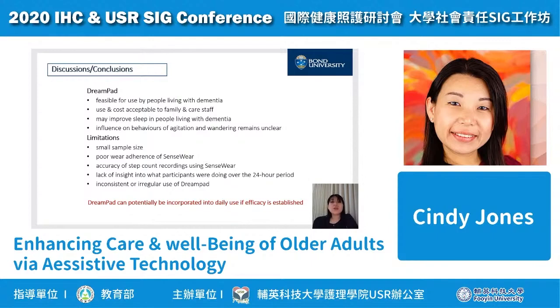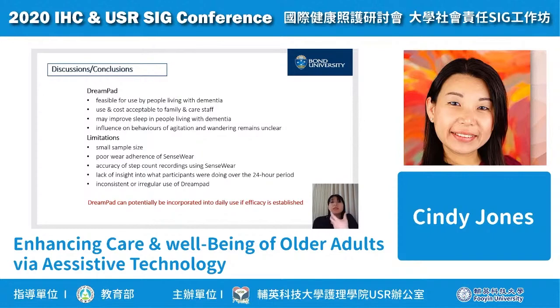The cost and use of DreamPad was acceptable to family and care staff. I guess the cost of $530 in the view of family, including care staff, is not very high, and family may be prepared to fork out the money to buy it, if the efficacy of the use of DreamPad on sleep, wandering, and agitation can be established.